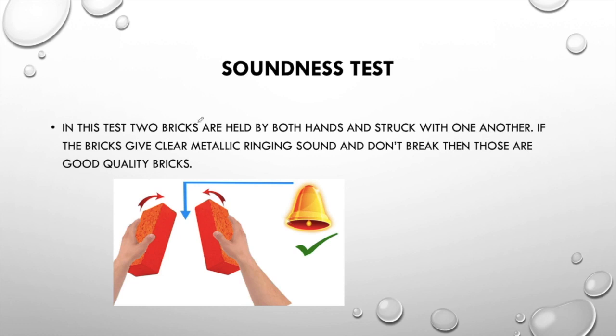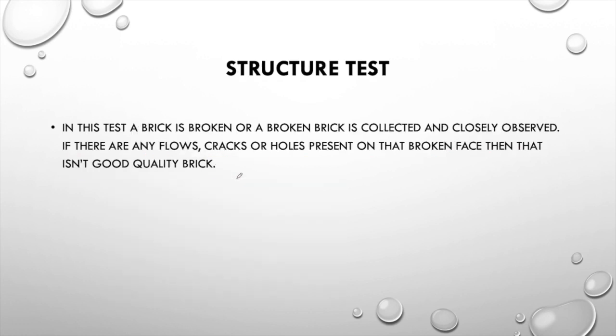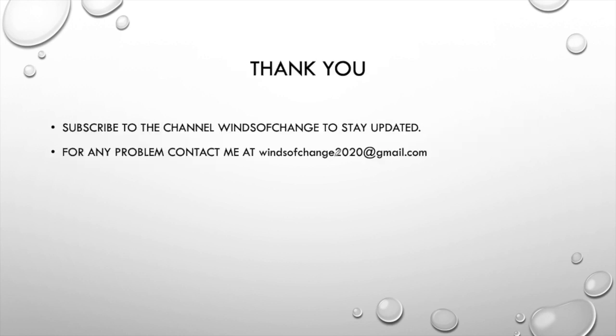Now the soundness test is that two bricks are held, one in each hand, and they are struck against one another. If the brick sound is a clear metallic ringing sound, mind this word, clear metallic ringing sound, and they don't break, then these are good quality bricks. So these are usually the tests performed to test the soundness of the brick. Now the structure test is that the brick is broken, or broken bricks are collected and closely observed. If there are any flaws, cracks or holes present on the brick faces, then that is not a good quality brick. Here we will finish with the subject of bricks.